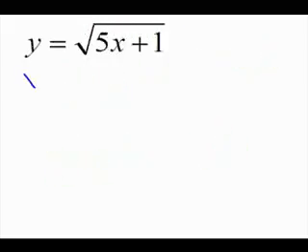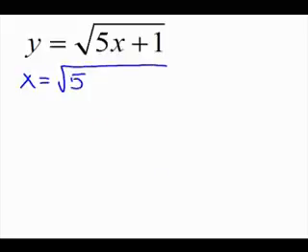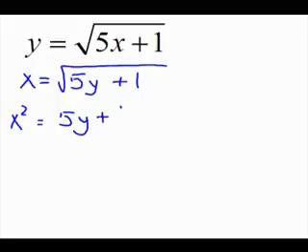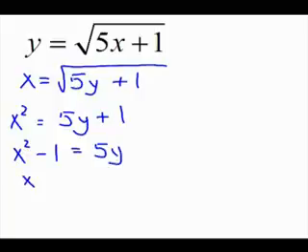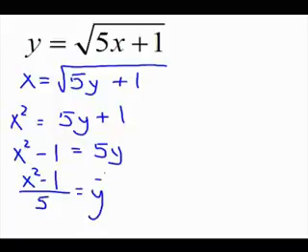For my second equation, I'll start by switching x and y, then squaring both sides to get rid of my square root. Now subtracting over my 1 and dividing by 5. This should give me the inverse function, the function that should undo my original function. I note this by putting a negative 1 next to my y.